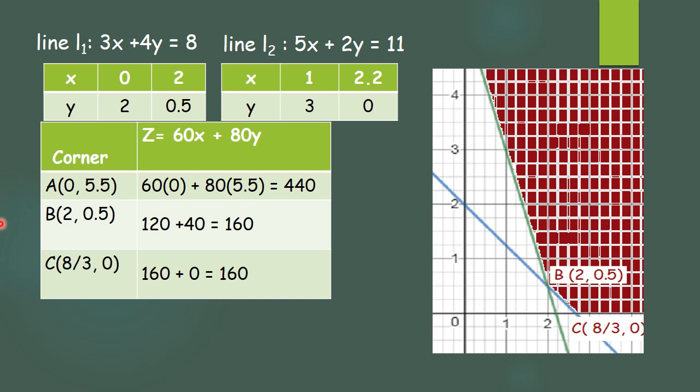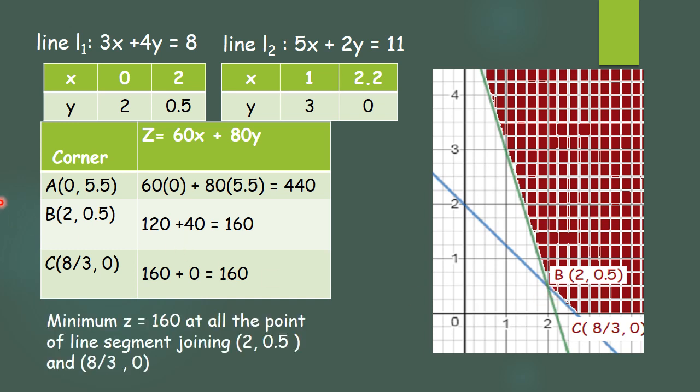Now the requirement was a minimum cost. So which is a minimum cost? This is also minimum, this is also minimum. So we are getting 2 points where it is minimum. So these are points B and C. At these corner points B and C, both values are minimum. So it will be minimum for all the points on the line segment joining B and C. So we get the minimum Z as 160 at all the points of the line segment joining 2 comma 0.5 and 8 by 3 comma 0.